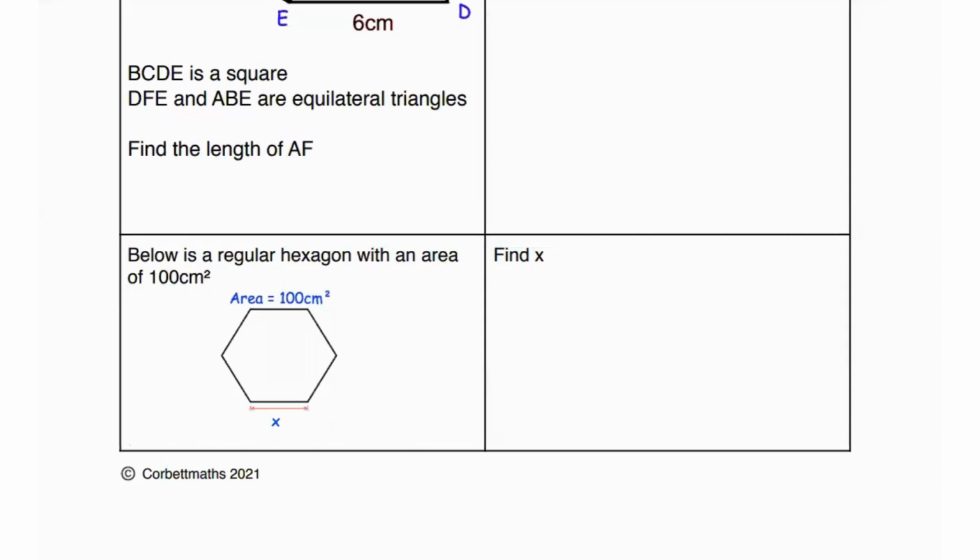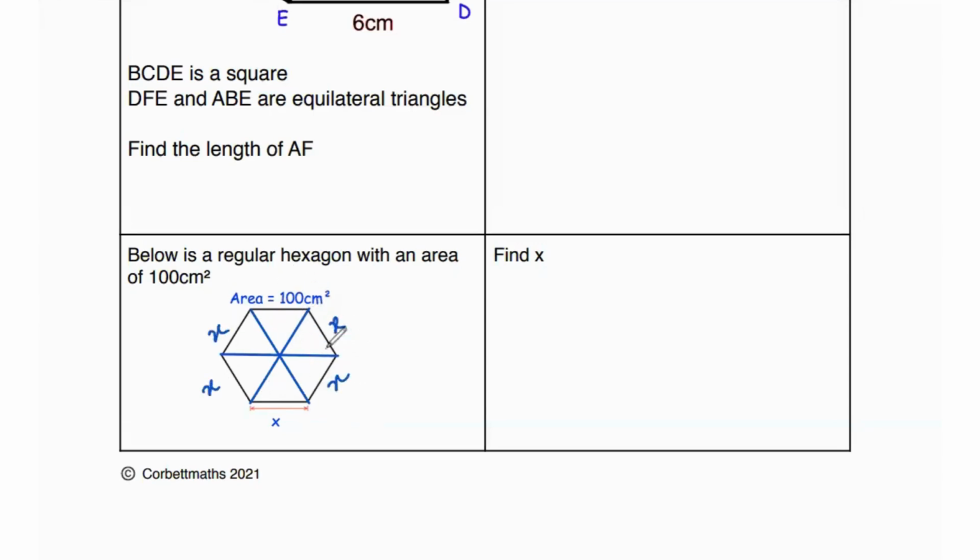Next question says, below is a regular hexagon with an area of 100 centimeters squared. Find the value of x. It's a regular hexagon, so if we divide this shape into 6 triangles, all these triangles are equal in length. This is x, these are all x.